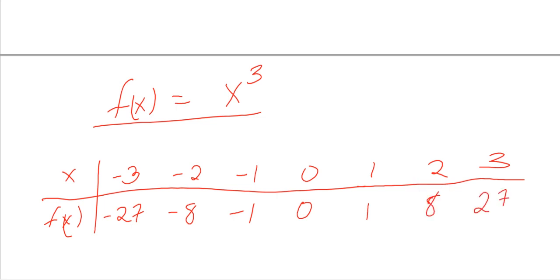3 cubed is 27. Moving along on the positive side from 0 to 1, the value of the function becomes 1, then 8, then 27. Moving to the other side, we have from 0 to minus 1 to minus 8 to minus 27. You can clearly see that the values are equal in magnitude, but differ in sign. The signs are opposite.